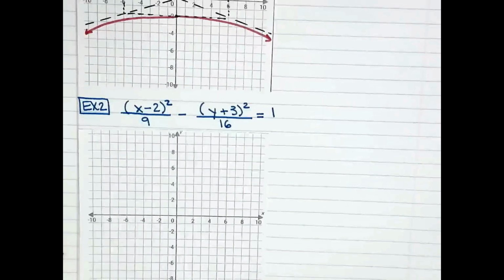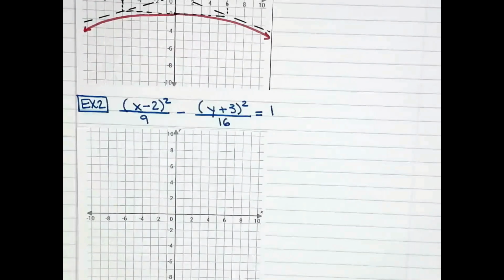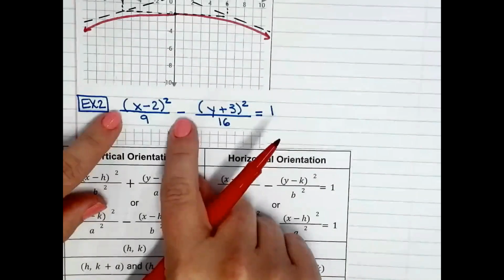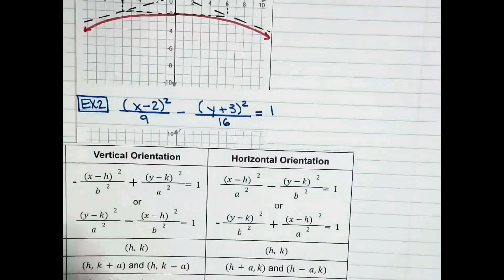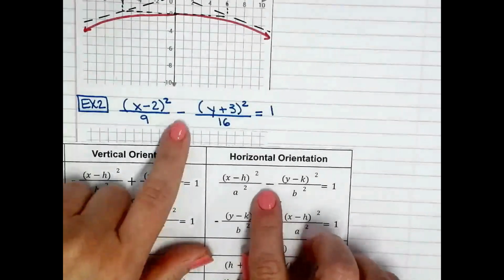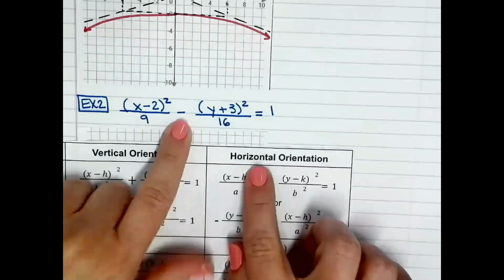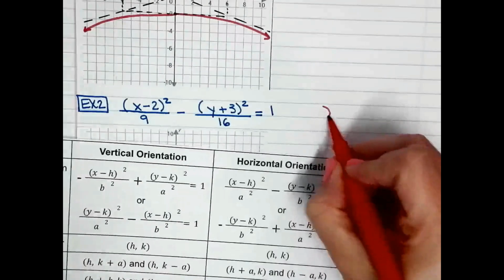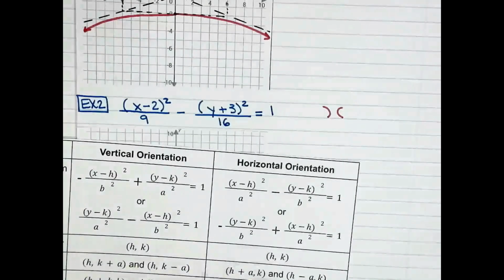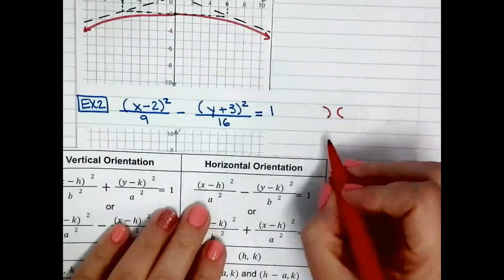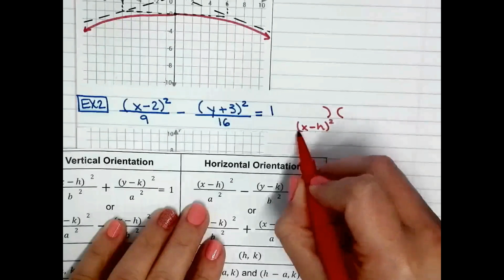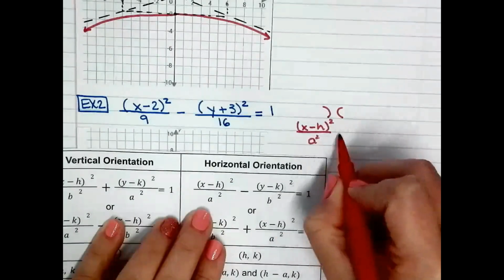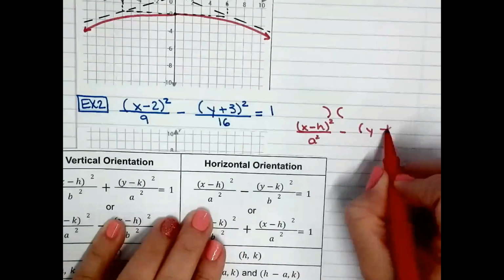Before I start doing anything, I need to figure out if it's horizontal or vertical. So I need to figure out where the negative sign is. So the negative is right there in front of y. When the negative is in front of y, the hyperbola is horizontal. That means it opens sideways, right there. So I will copy down the equation in standard form so I know where everything is.